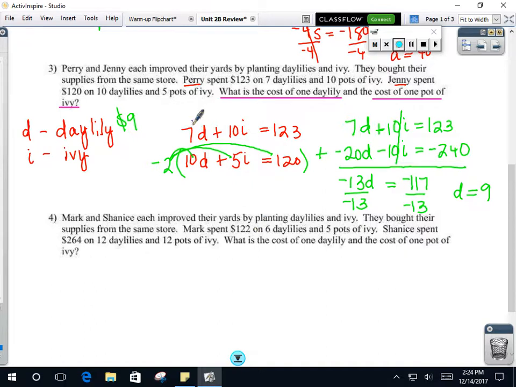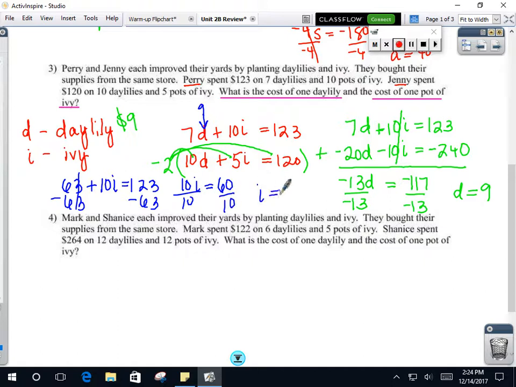Okay, so if we have 7D, but we now know that D equals 9, what will that become? 63. Because 7 times 9 is 63, then plus 10I equals 123. Now to solve for that I, what do we do? Right? Because you're trying to get everything away from I. And you end up with 10I equals, and now what do we do? Divide by 10 and you get I equals 6. So the cost of a pot of ivy is 6.